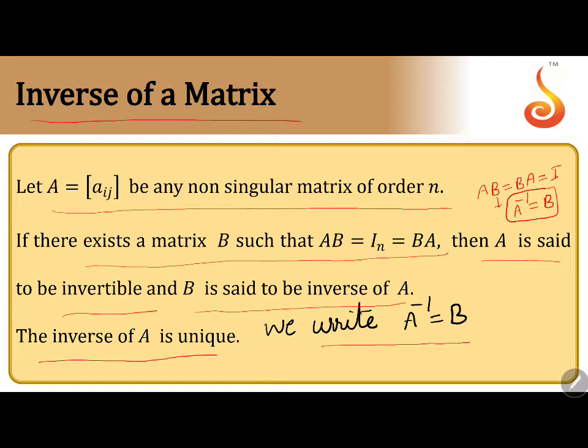And also remember here, when B is the inverse of A, I can say A is the inverse of B also. If I rewrite this, BA is equal to AB is equal to I in this way. Now here I can say B is invertible and A is the inverse of B also.